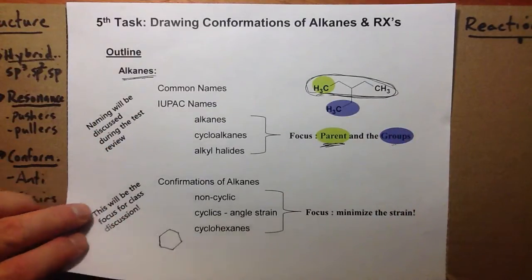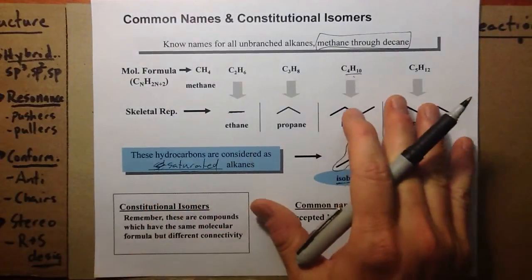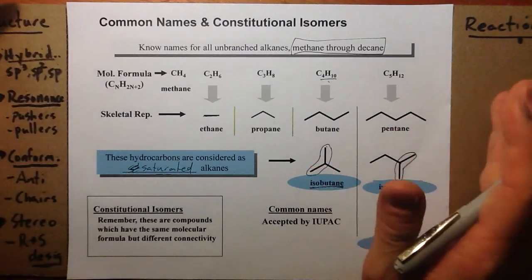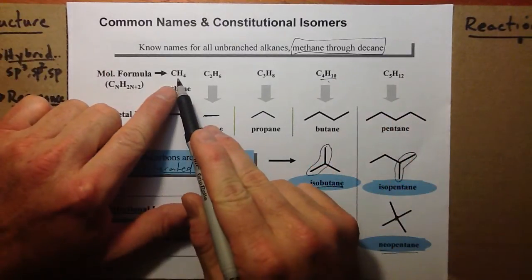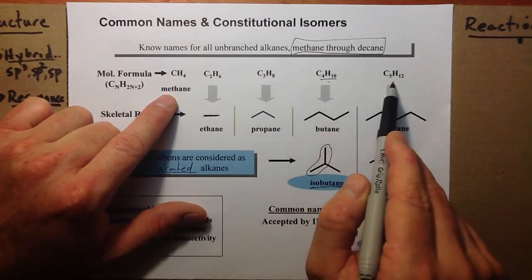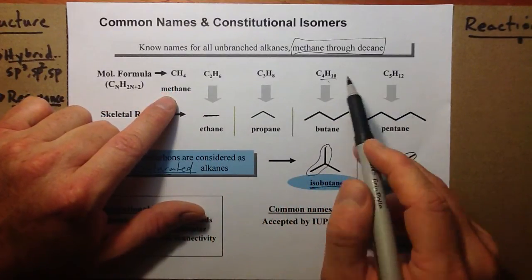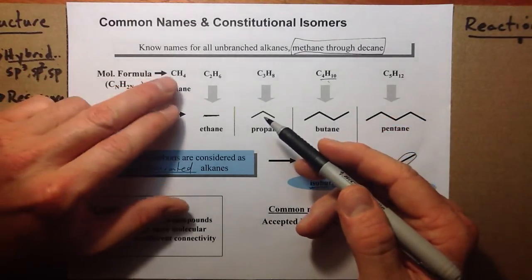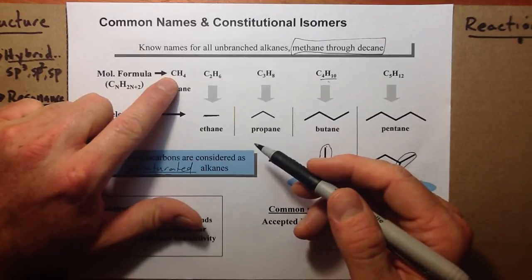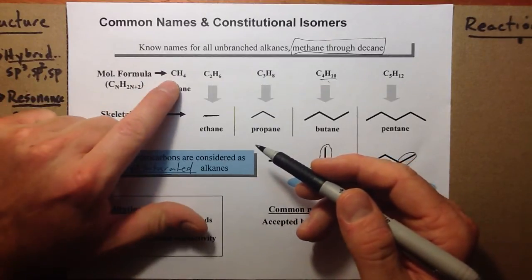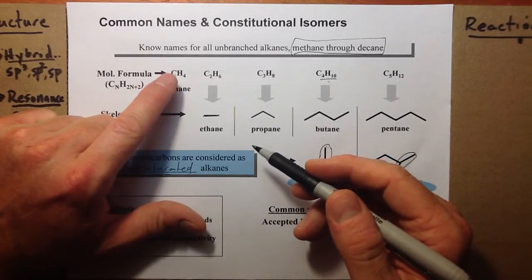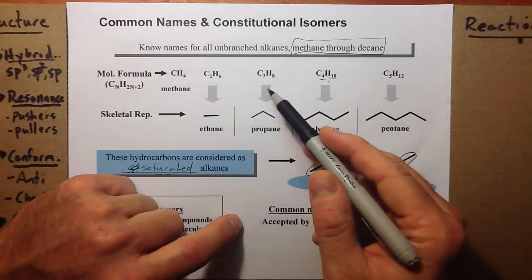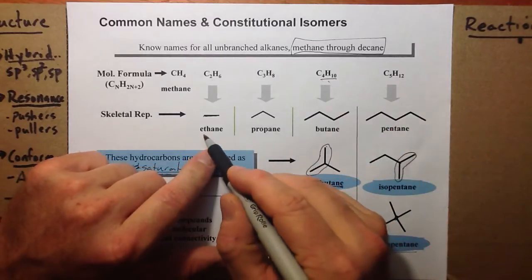Let's look first at a kind of review, really going back to the first task, drawing structures for a molecular formula and having that as a skill. We said we can look at molecular formulas all the way up to C5H12 and try to draw constitutional isomers that fit that molecular formula. Well, methane, we can't draw a skeletal representation of it. There's only one way to make a molecule that matches this molecular formula. And the same thing for ethane and propane and butane. And you say, well, where did you get those names?